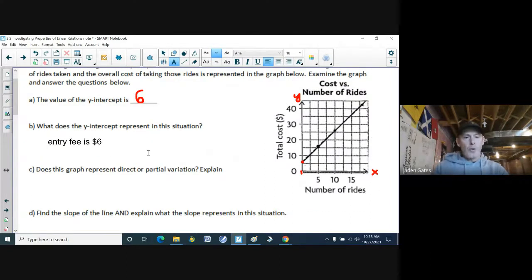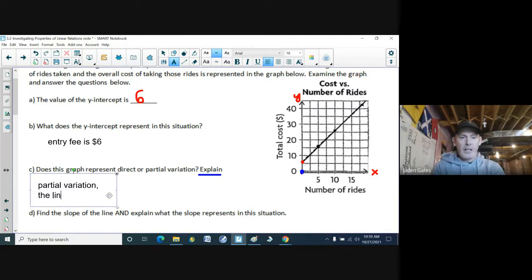Now, does this graph represent direct or partial variation? Well, again, we're looking at does the point go through 0, 0, which means 0 rides, 0 cost? No, it does not. So this would be an example of partial variation.